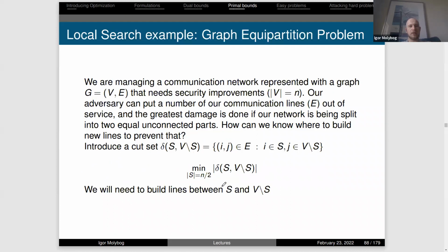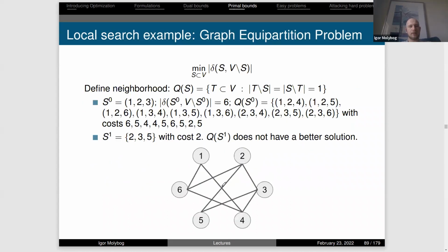Actually, let me go quickly through the examples of the heuristic so that we can go to easy problems, and then I will explain to you how to show that the solution provided by a heuristic is the optimal one.